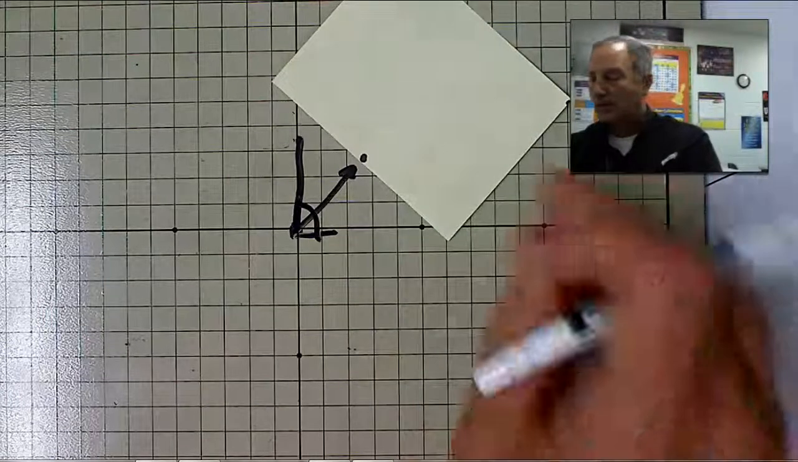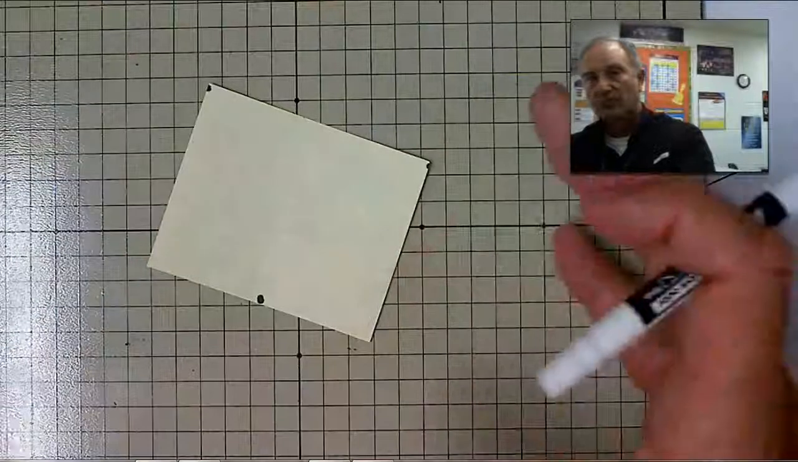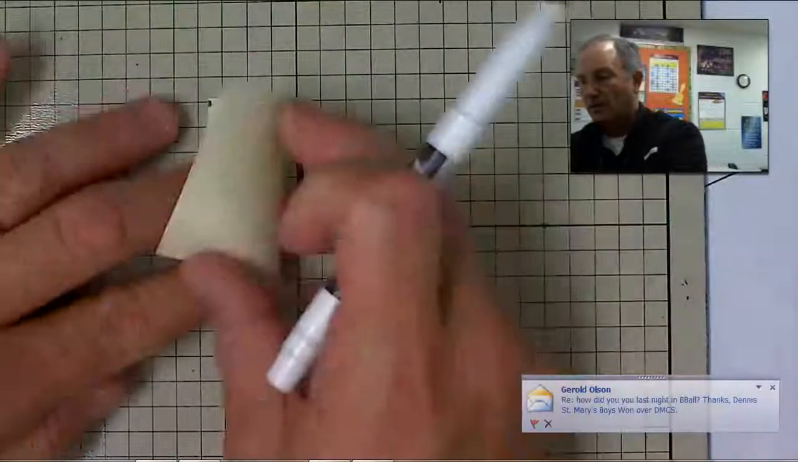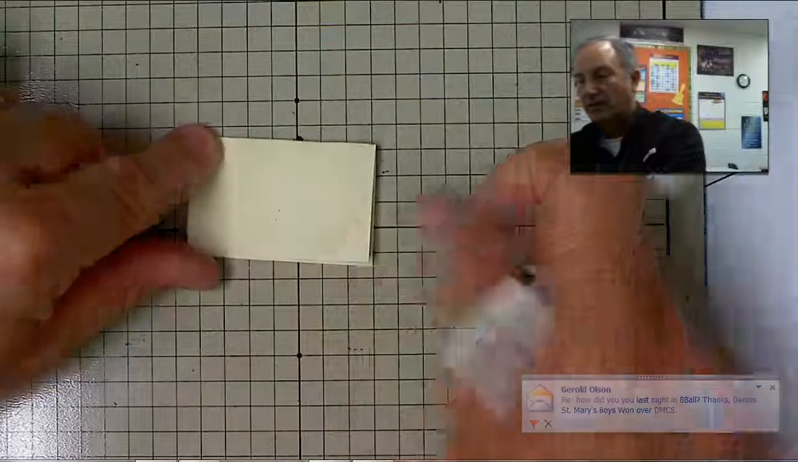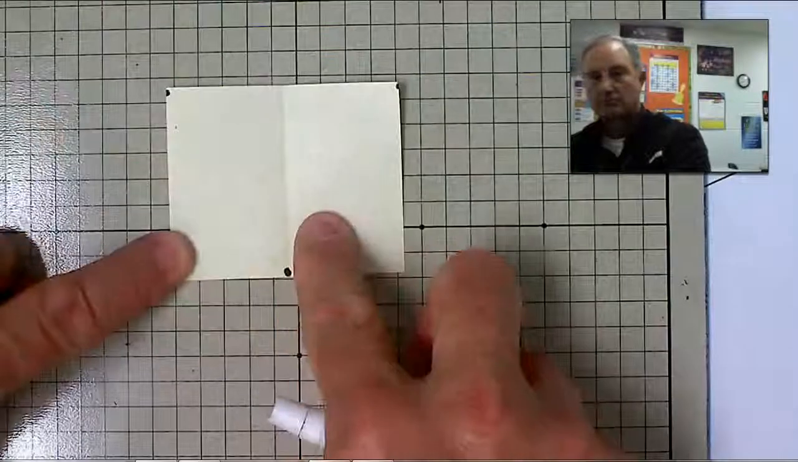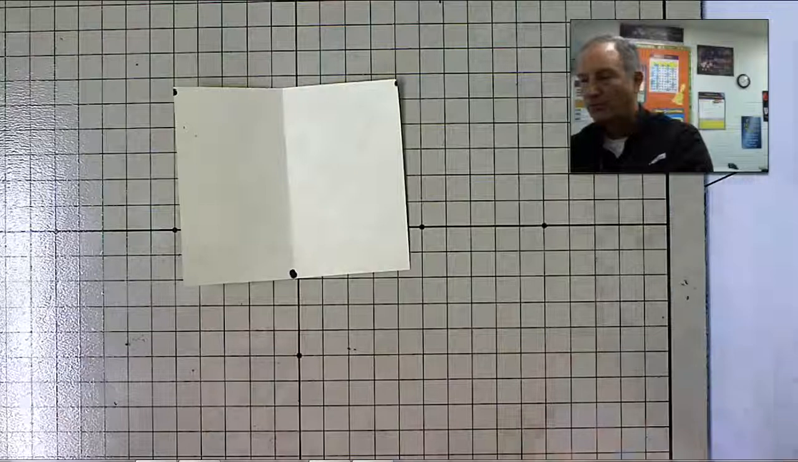And then dilation is just making it bigger, making it smaller. Okay, maybe I had a rectangle that looked like this, and I dilated, made it twice its size. Now it's like this. So it's just making it bigger by that scale factor.